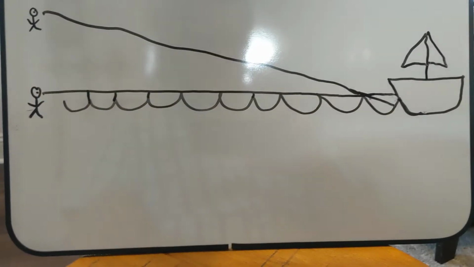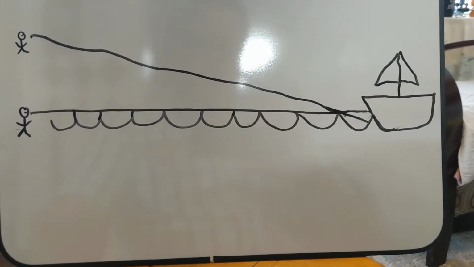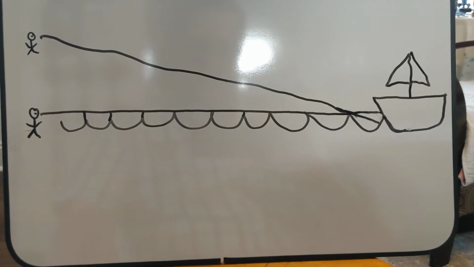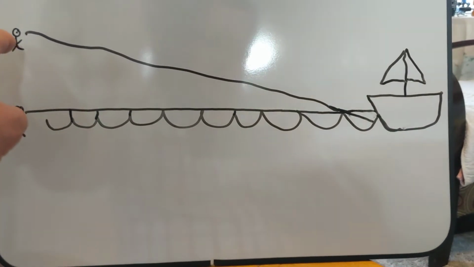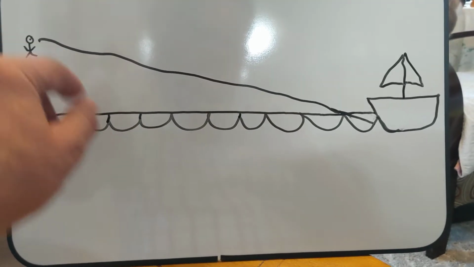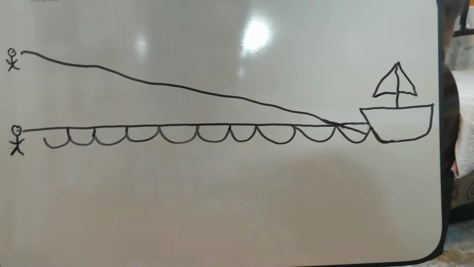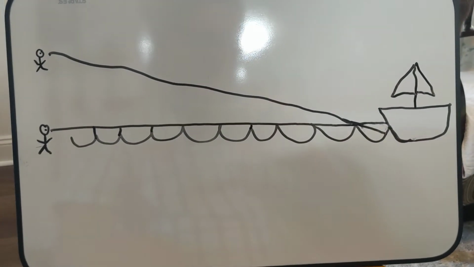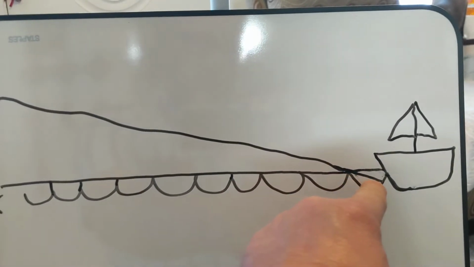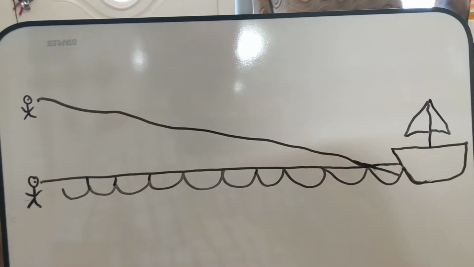Now, here's just a quick little drawing, just to kind of show you how angle of view works. That's the boat. This is Tommy. Tommy can see the bottom of the boat because he has an angle over the waves to the bottom. You see that, Tommy?